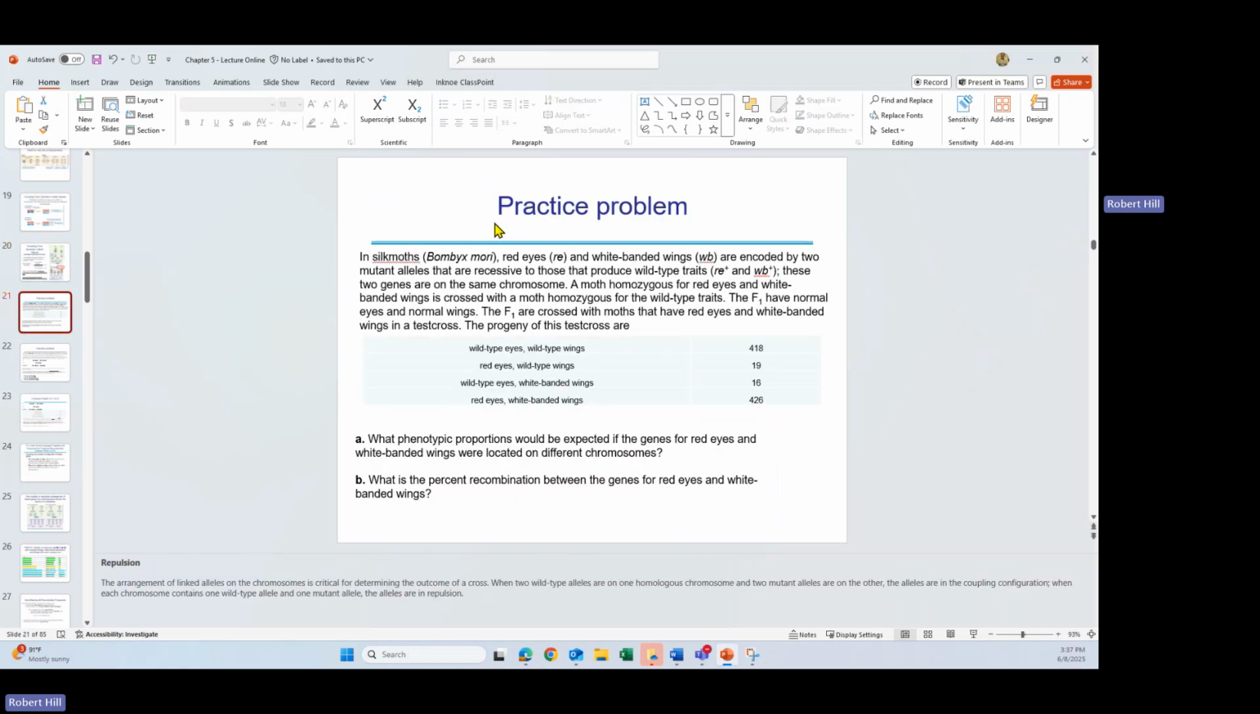Okay. All right, let's look at this example. Silk moths. I don't know how to pronounce that. Bombyx mori, whatever. I don't even know what a silk moth is. It's a caterpillar. I don't know. It's a bug. Like, whatever.